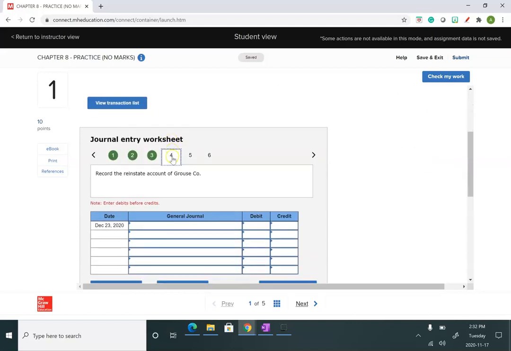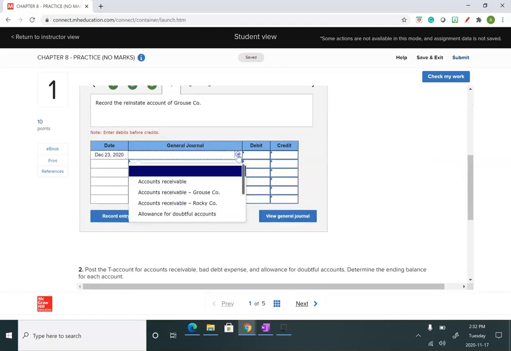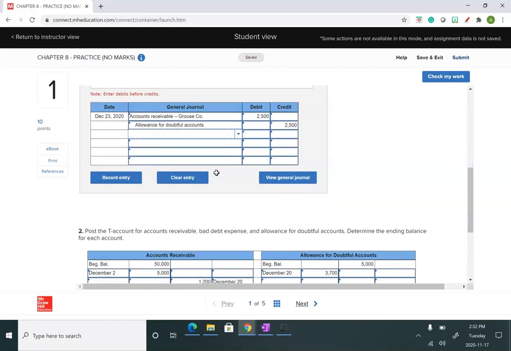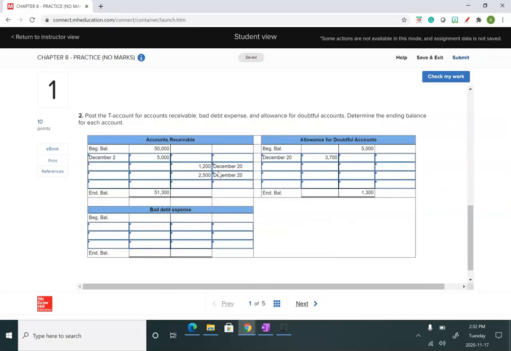So that's for the 23rd. So this is me putting it back into accounts receivable. Accounts receivable $2,500, and then allowance for doubtful accounts $2,500. So if we look at what this journal entry looks like here, so that's what, December 23rd?